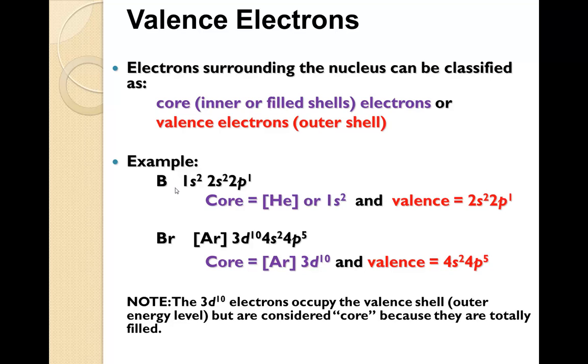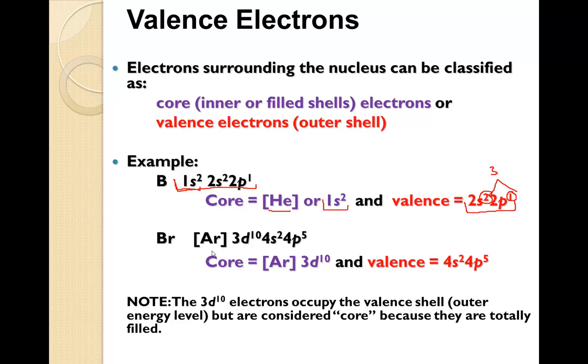So if we did the electron configuration of boron, for instance, 1s2, 2s2, 2p1. The core electrons are in the first energy level, such as that, which is helium. It's the 2s2, 2p1 that are the valence electrons, so it has 3 valence electrons.